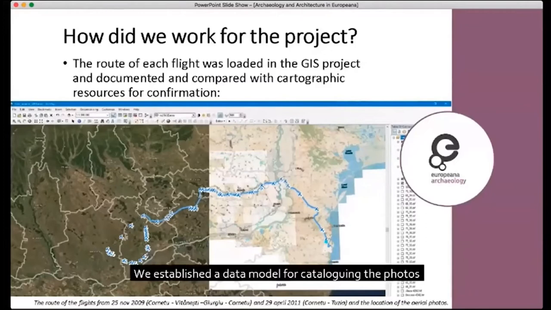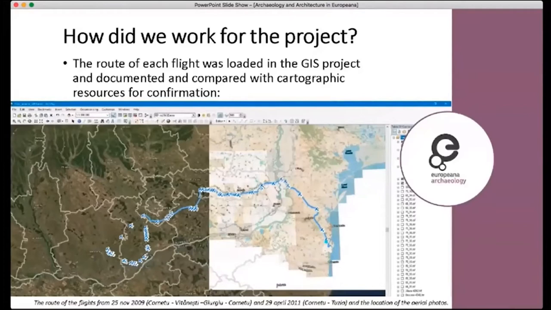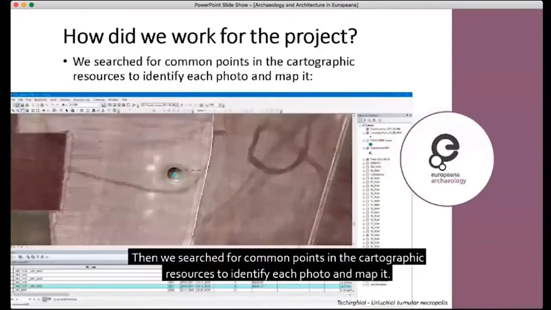So we established a data model for cataloging the photos, and the route of each flight was loaded in the GIS project and documented and compared with cartographic resources for confirmation. Then, we searched for common points in the cartographic resources to identify each photo and map it.